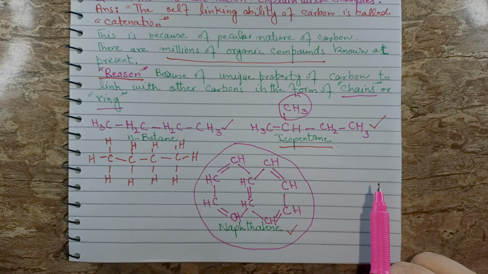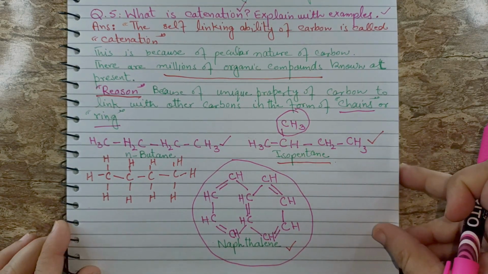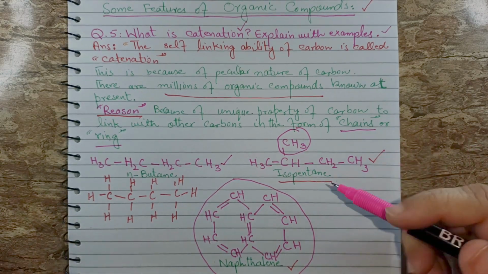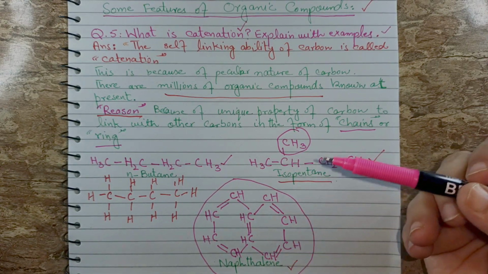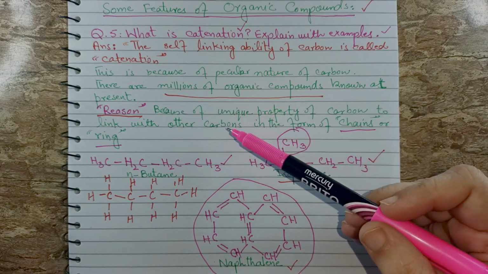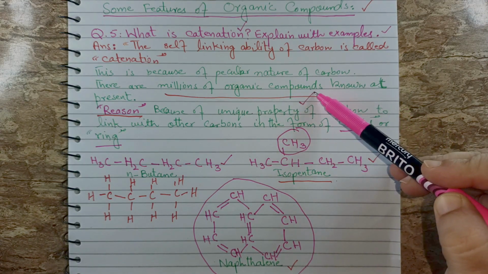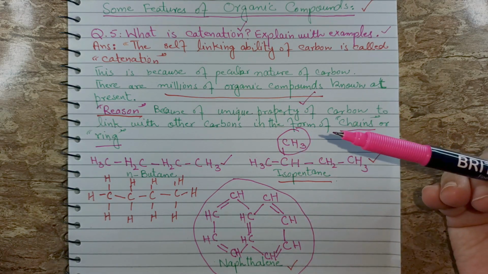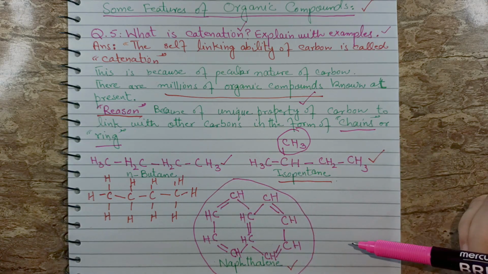So what is the benefit of catenation? Carbon naturally has the ability to form long chains or rings because of its self-linking ability. And because of this peculiar nature of carbon, there are millions of organic compounds known at present. The reason is that it can form long chains and rings of carbon atoms.